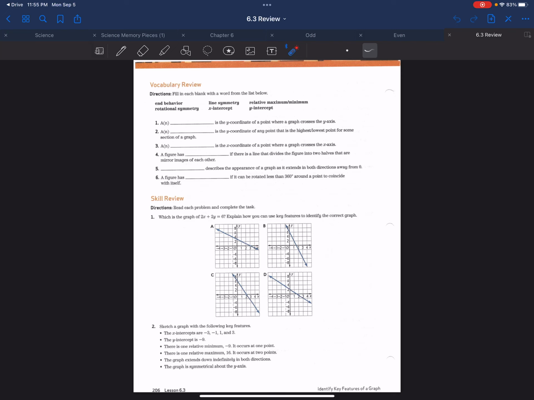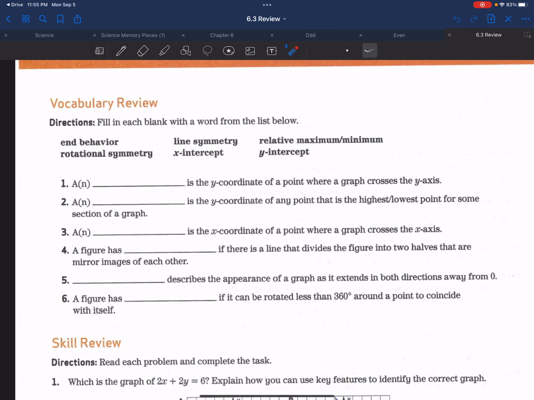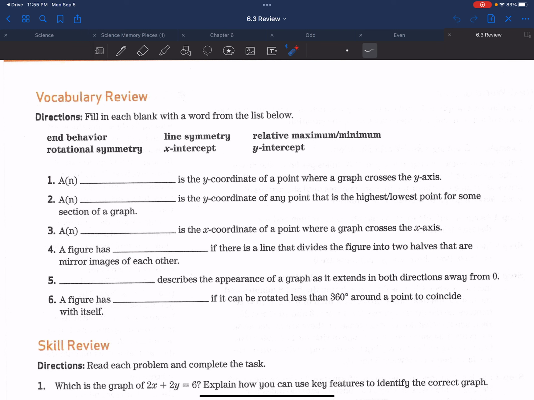I am on page 206, and we're looking at the Lesson 6.3 review. Starting with vocabulary. Fill in each blank with a word from the list below. A blank is the y-coordinate of a point where a graph crosses the y-axis. That is the y-intercept.